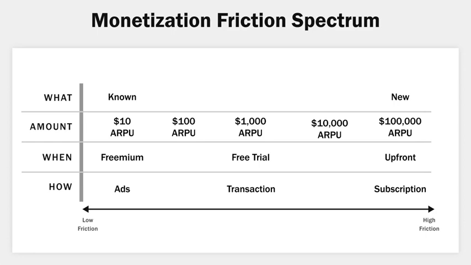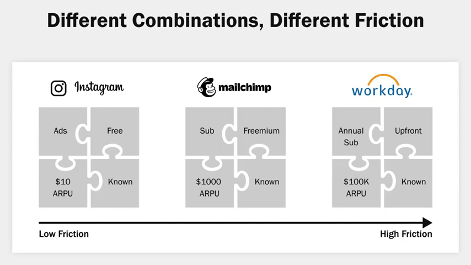of the spectrum. A model with ads is lower friction than subscription. Freemium is lower friction than charging upfront. A low price point is lower friction than a high price point. But depending on how we piece these things together in different combinations, we can put different types of product and businesses on this spectrum. Instagram, for example, being free, ad-based, $10 ARPU, right, would be a low friction model.